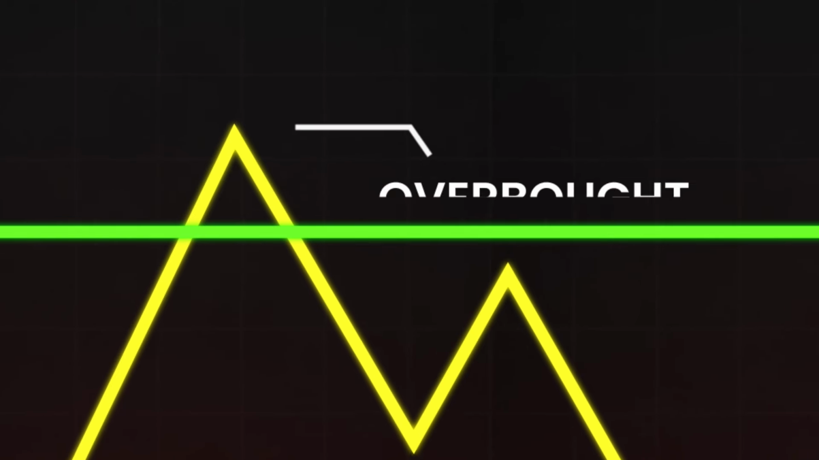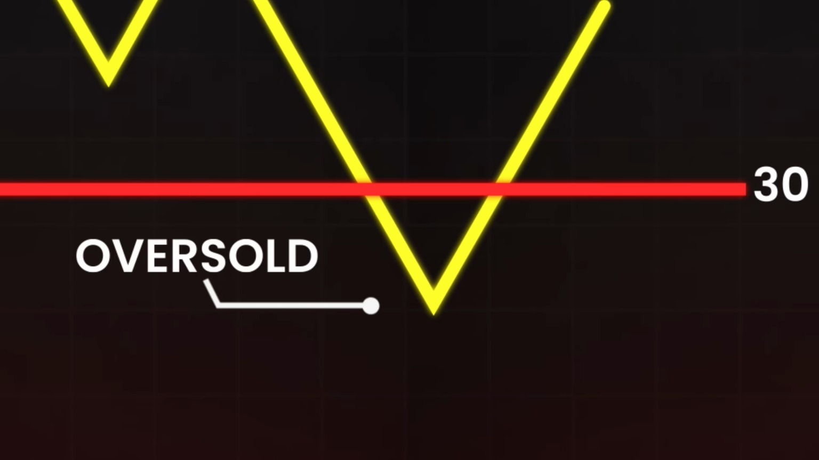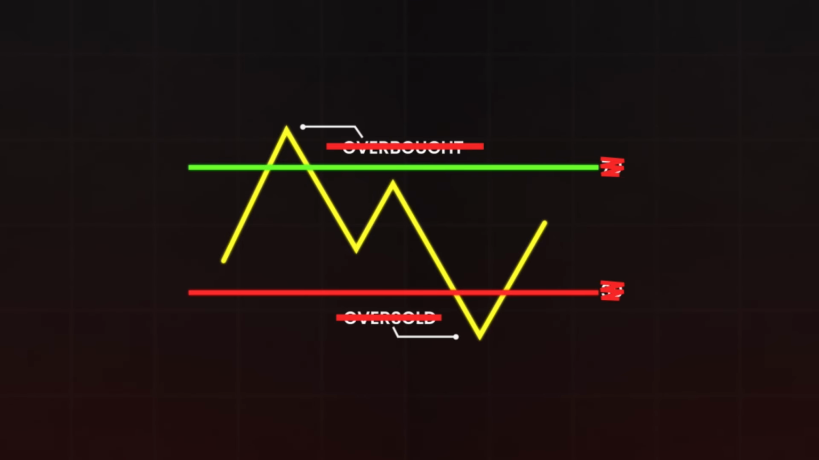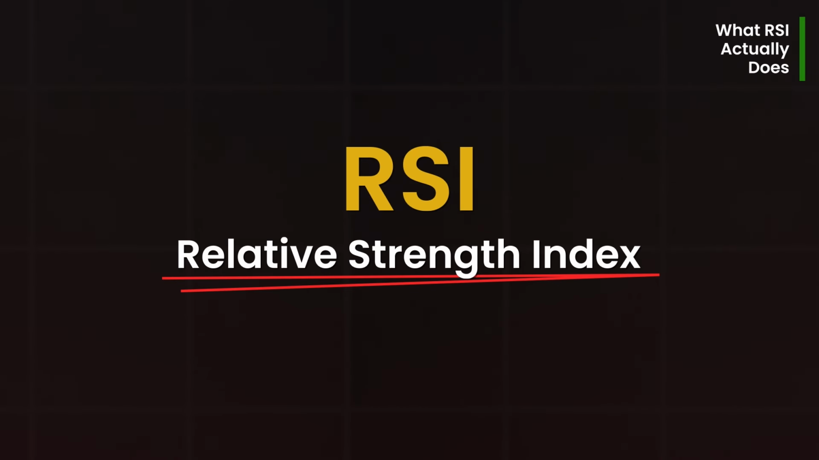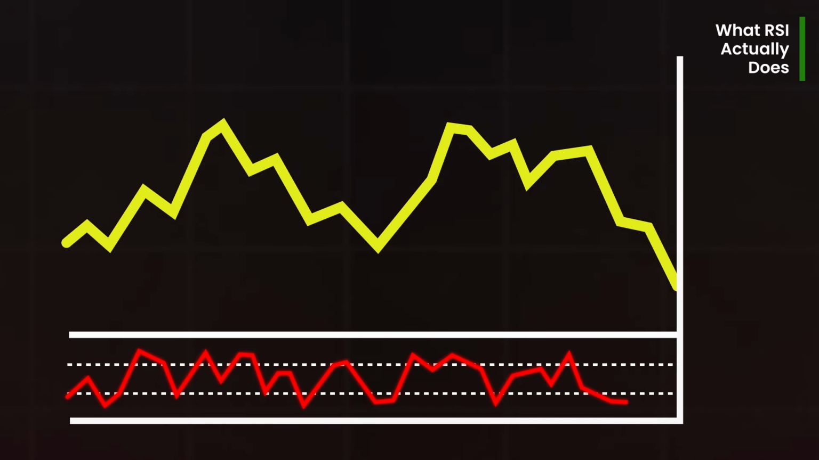Most traders use RSI to find tops and bottoms. But what if RSI's real power isn't in spotting extremes, but in confirming strength? RSI stands for Relative Strength Index. It's a momentum gauge. It tracks the speed and strength behind price moves.